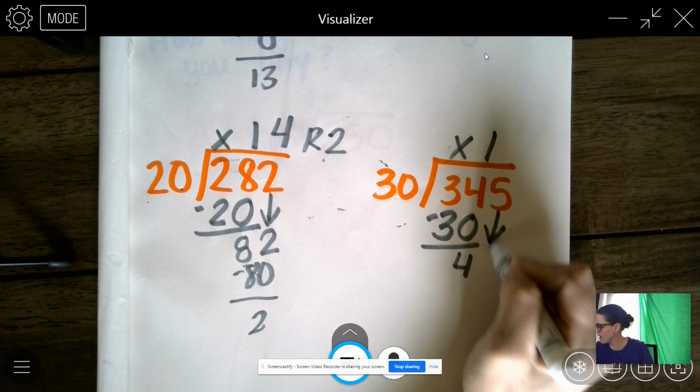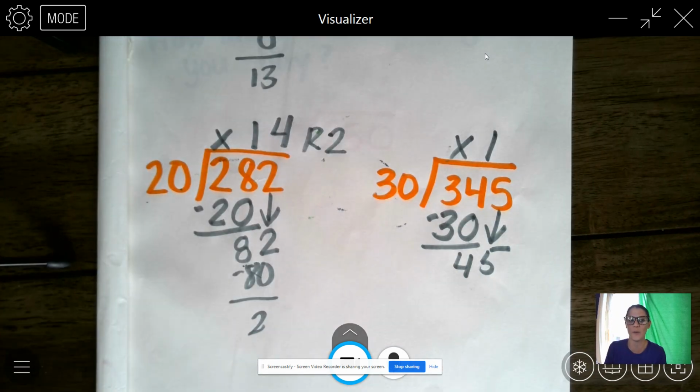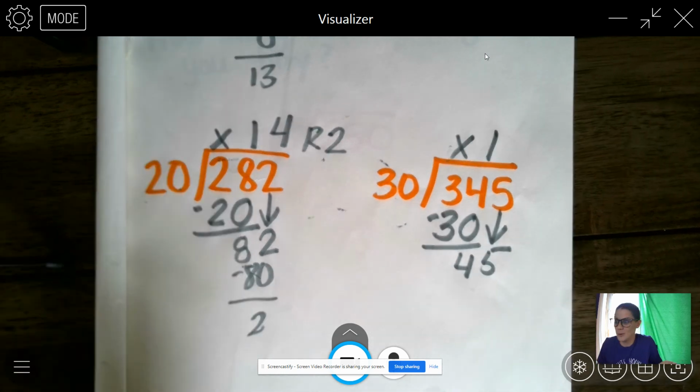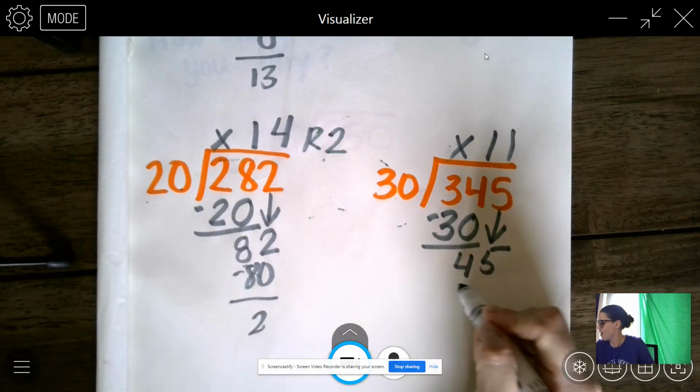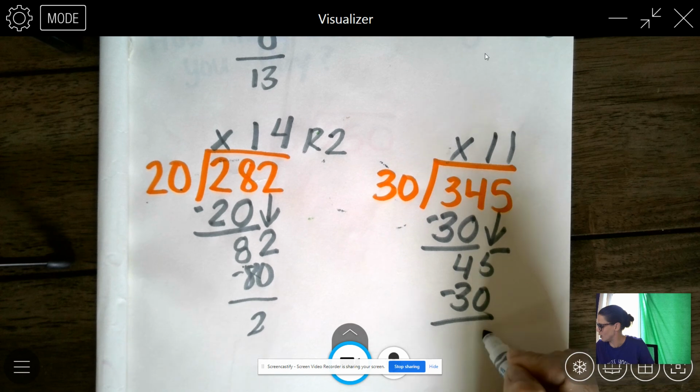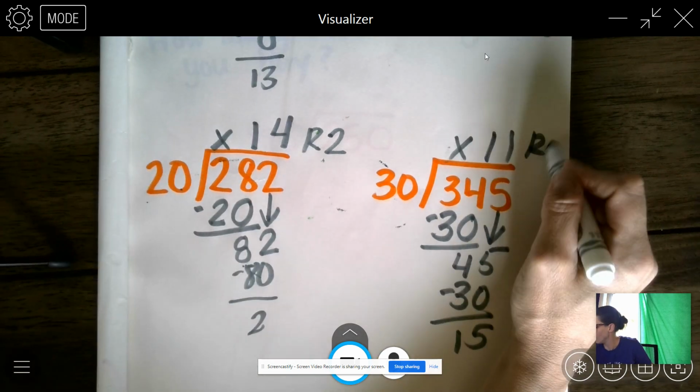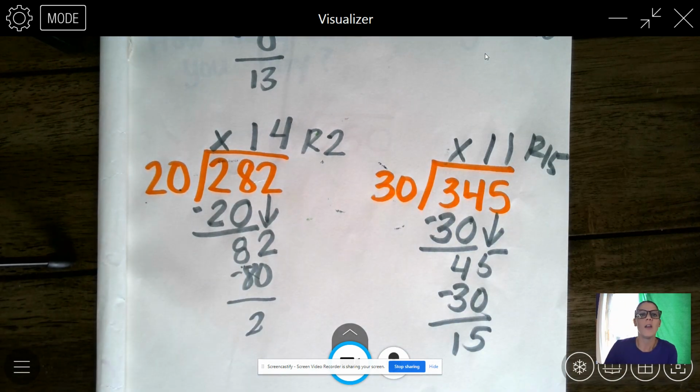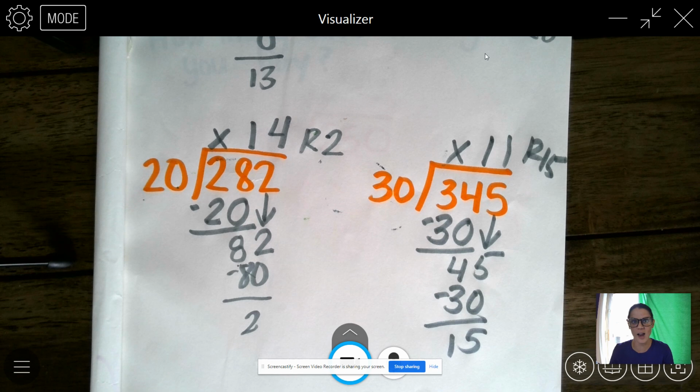Subtract, bring down my 5. Can 30 fit into 45? Only one more time, right? And then I do my subtraction, and I get a remainder of 15. So hopefully you understand why I jumped ahead to 5-4, because I think we're totally ready to tackle these problems.